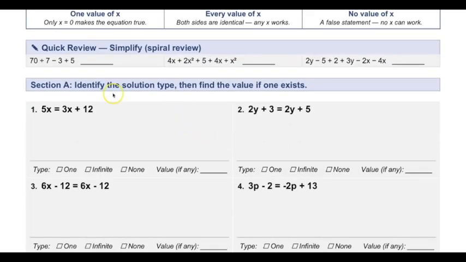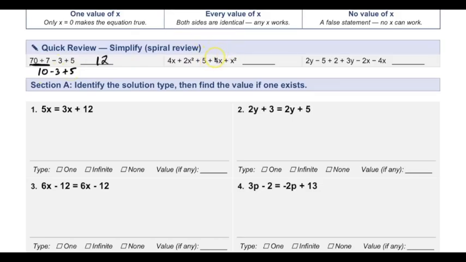First part of the worksheet, let's do a quick review. This is order of operations. Remember, PEMDAS, we're going to multiply and divide first. So actually, I start here. 70 divided by 7 is 10, minus 3 plus 5. Everything else is just add or subtract. 10 minus 3 is 7, plus 5 is 12.